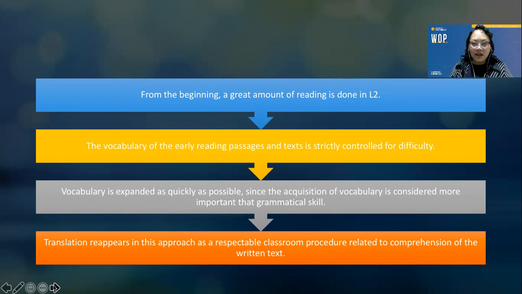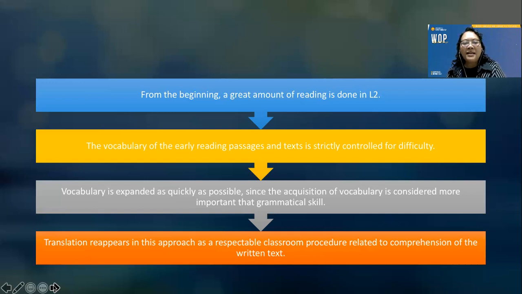So before the teacher is going to give the reading passage, of course the teacher is going to take a look at the difficult words, and it's going to be given to the students what they mean. And then of course, because they are focusing on the comprehension of the text, vocabulary is expanded very quickly. Why? Because if they do not understand the vocabulary there, then they may not be able to get the meaning. So the vocabulary is being expanded very quickly.